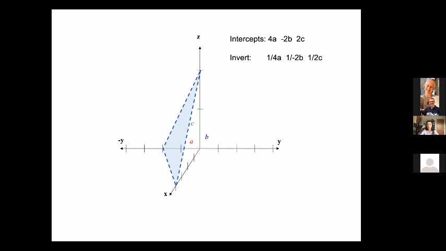So then we multiply by the smallest number possible to clear the fraction. Can anyone tell me what that number would be? 4 seems like. Yep, 4 is the correct answer. So that would give us 4 over 4a, 4 over -2b, and 4 over 2c. And that, of course, then simplifies to 1, -2, 2.